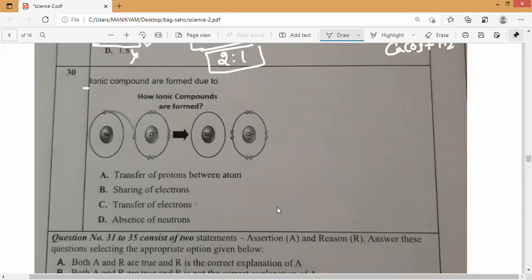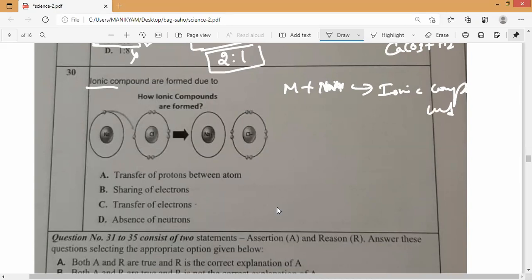Ionic compounds are formed due to... As we know, when will ionic compounds form, guys? By transfer of electrons. Compounds will form by one metal plus one non-metal, which means one donor should be there and one receiver should be there. Is it yes or no? Yes, guys. One donor plus one receiver, then only will it form an ionic compound. That means somebody should give and somebody should receive.